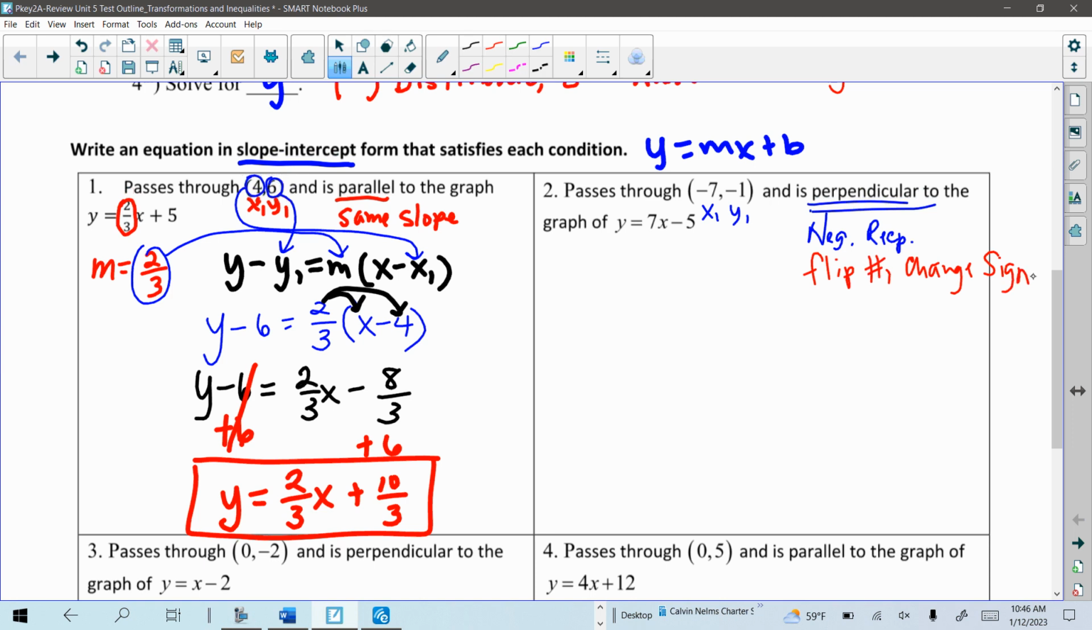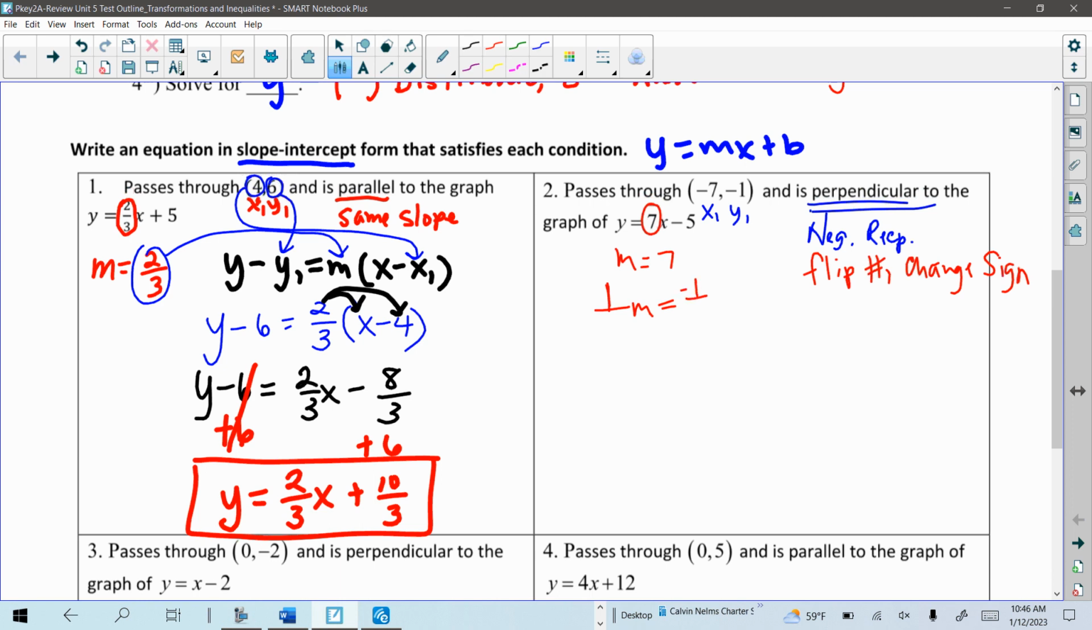So in this equation, the graph of y equals 7x minus 5, the 7 is your slope. To do the perpendicular, remember the upside-down T is the symbol for perpendicular. How would I get that number? What is the negative reciprocal of 7?